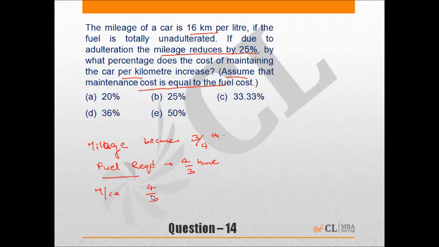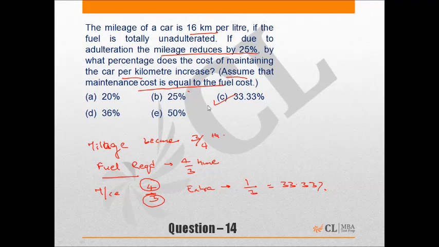So originally if you are spending 3 rupees in maintaining the car, now you will need to spend 4 rupees, or the extra or the increase will be 1 on every 3 rupees, which is equal to 33%. Correct answer is choice C.